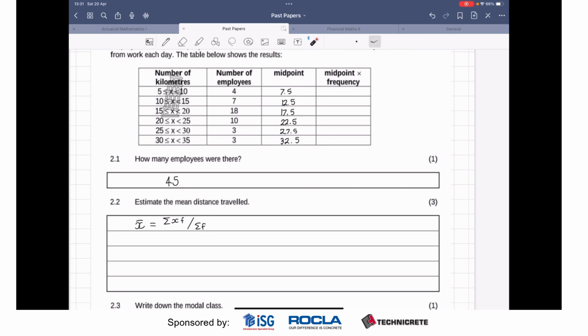And then for this midpoint times frequency column, I'm going to take the frequency here times these midpoints here. So for 4 times 7.5, I get 30. For 7 times 12.5, I get 87.5. And we just continue like that.